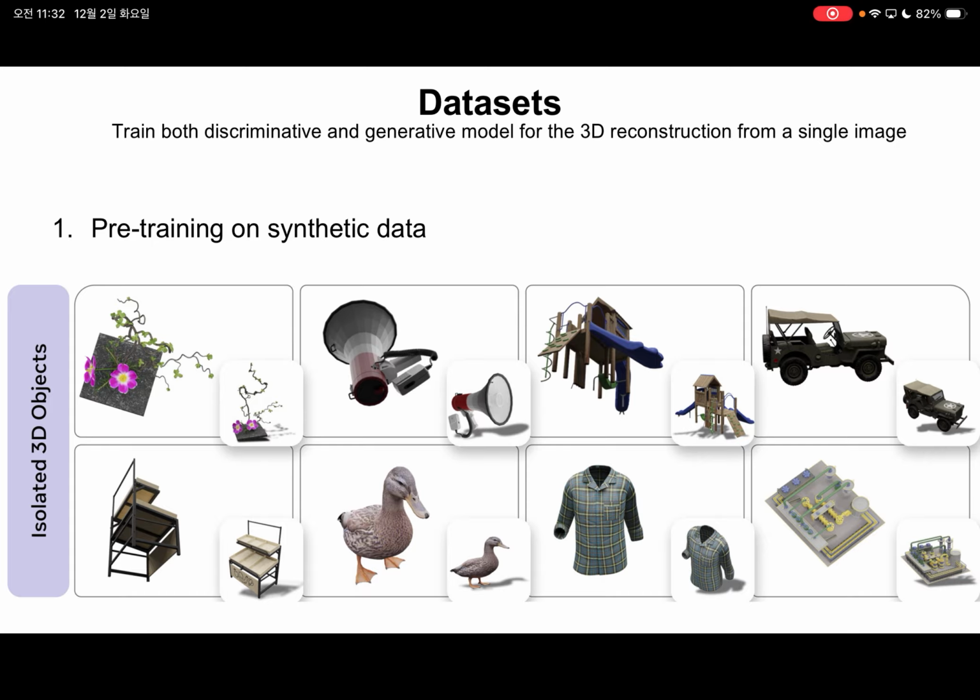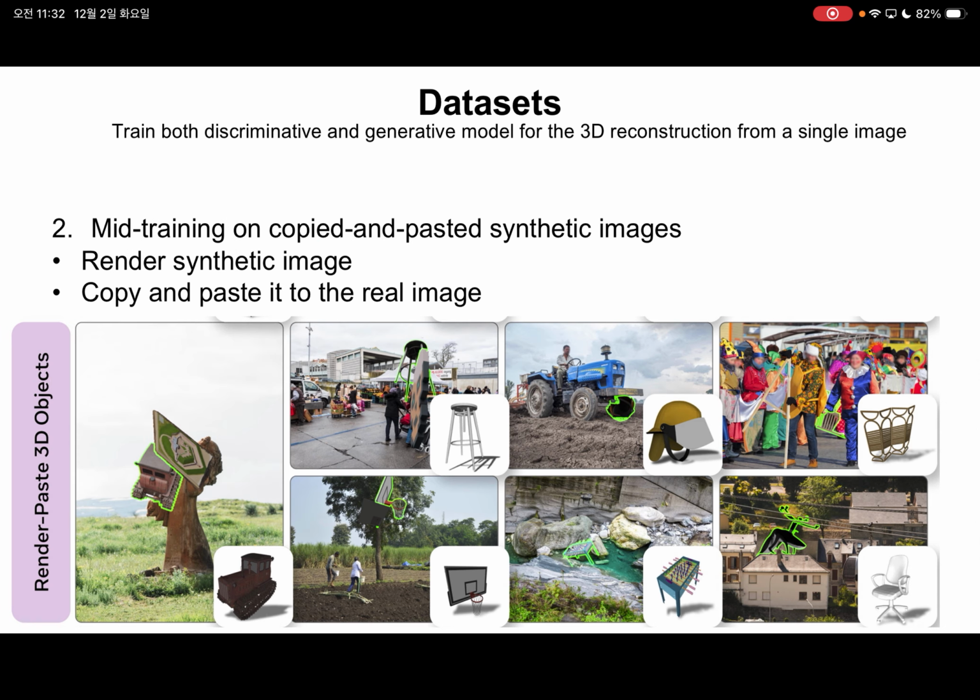The training consists of 3 stages. The first one is pre-training on synthetic data. 3D artists made many assets, many 3D object assets, and then we make virtual cameras surrounding the 3D object, and then we render images. Then we can make image to 3D pairs, right? We pre-train the network on synthetic data. That is the first stage.